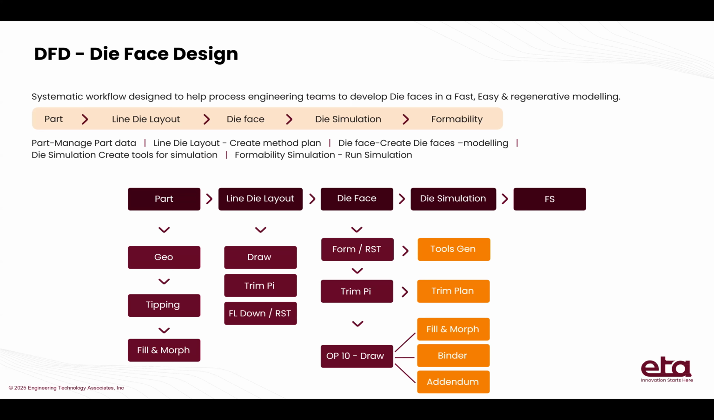And then we can move on to the die face. Here, what we do is use the software to generate the flange tool, also create a binder, and then later generate the addendum, and let the addendum trim with the binder to complete the die surface design. So once you get the die surface design, the software can automatically generate all the tools for running the simulation.